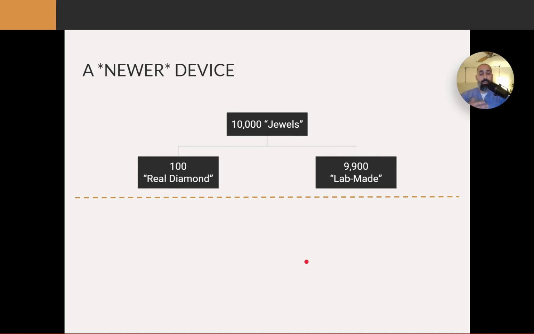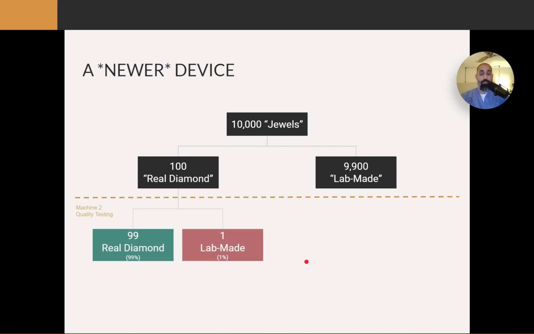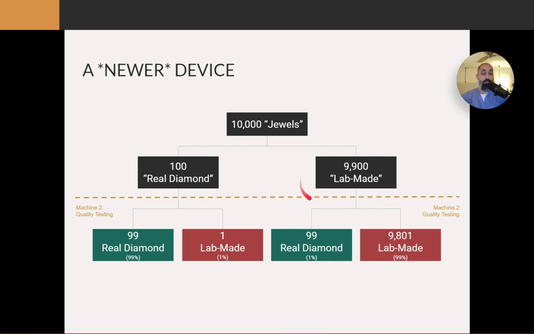So let's suppose they say, well, 70 and 90 is not very good. What if we could do better? So they make a new device, version 2.0. And in version 2.0, out of the 100 real diamonds, the device gets it right 99% of the time. It's only wrong once. And out of the 9,900 fake diamonds, once again, it is correct 99% of the time, and it's wrong 1% of the time.